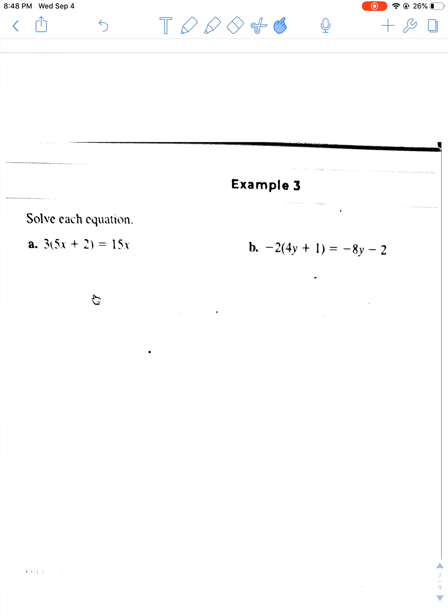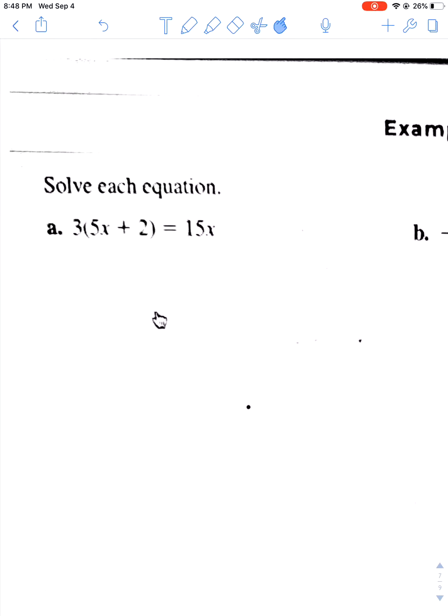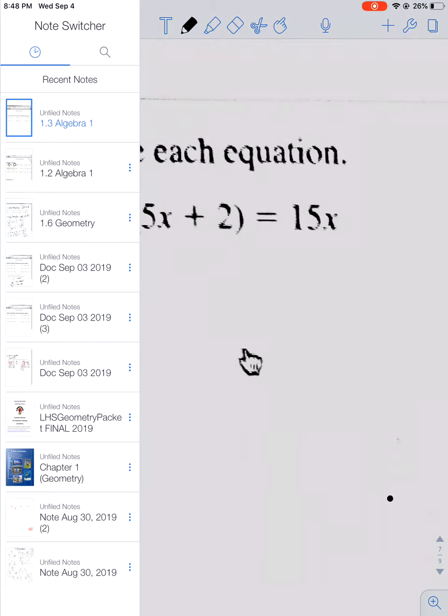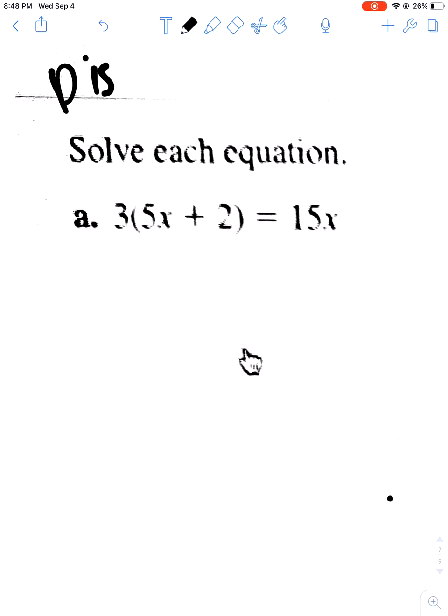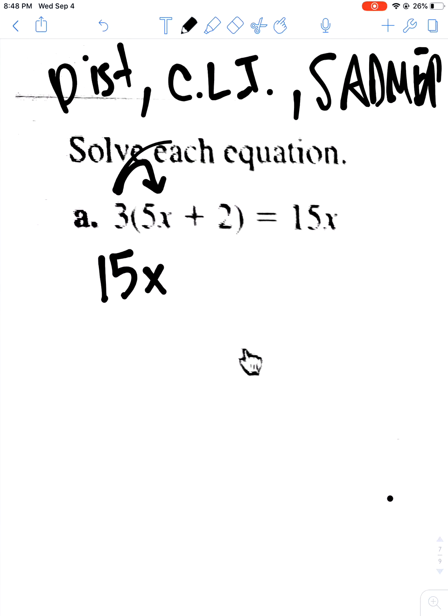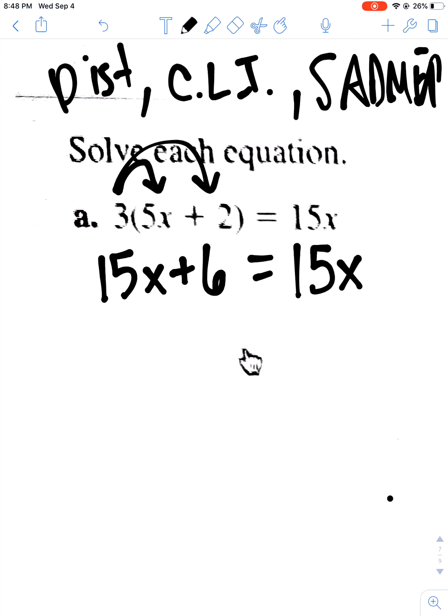Now, sometimes we're going to get some special cases. So let's look at that here. Again, distribute, combine like terms, SADMAP. So I've got some distributing here. 3 times 5x is 15x. 3 times 2 is 6. I didn't do anything with this 15x.